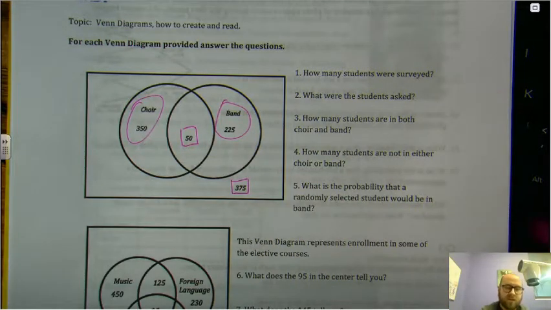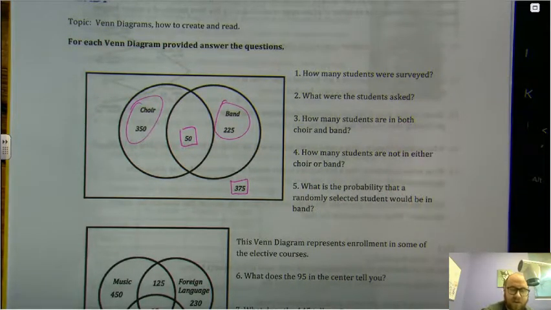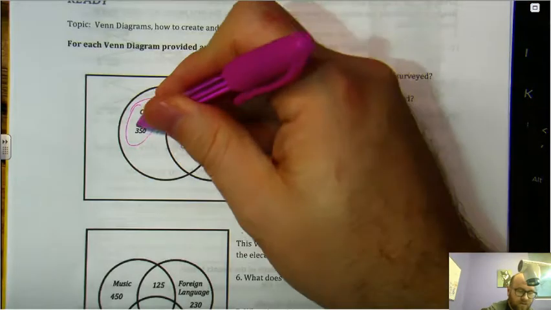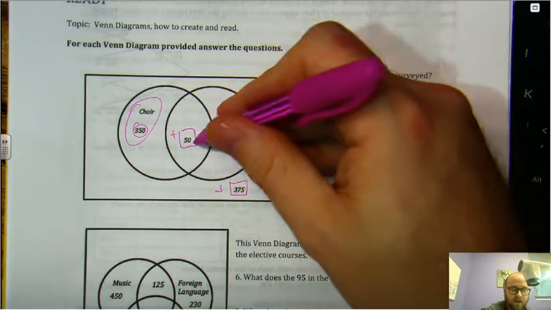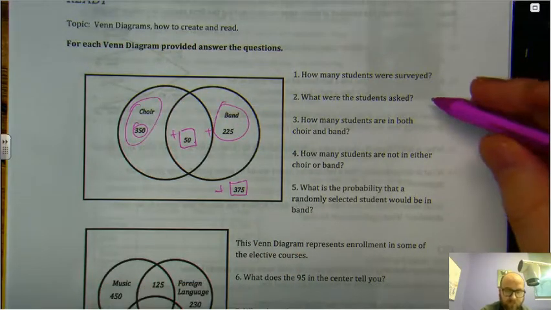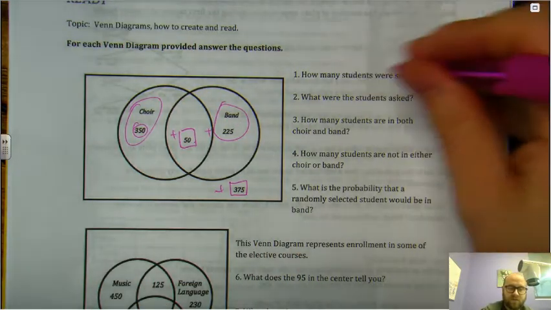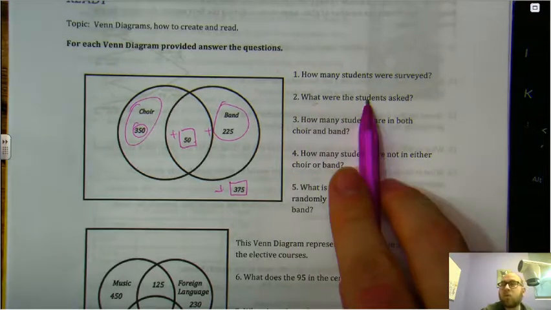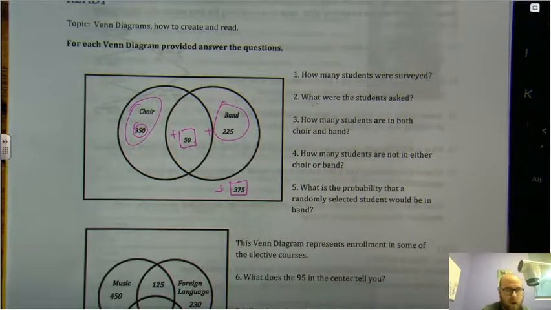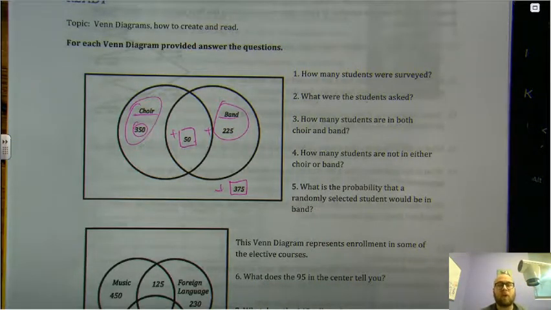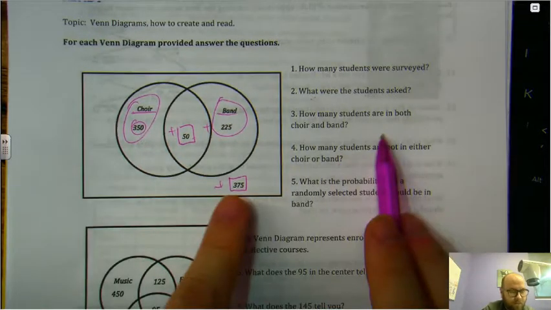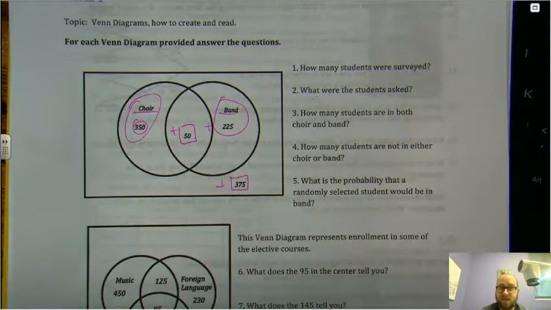Okay? So what it's going to do is ask you all of these things. It'll say how many students were surveyed. So there was this many, plus this many, plus this many, plus this many, so we would add our four numbers to get the number of students that were surveyed. And then it's going to say what were they asked. Since there are only two options available, choir or band, we have to assume they were asked whether they were in choir or band, or both. And then how many students are in both, that would be the center of the Venn diagram, etc. So that's your basic structure of a Venn diagram.